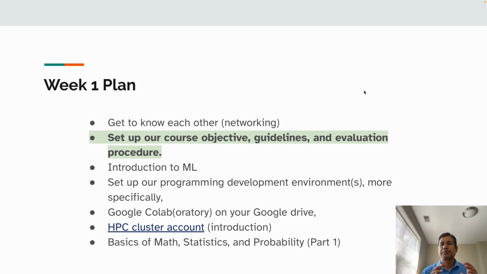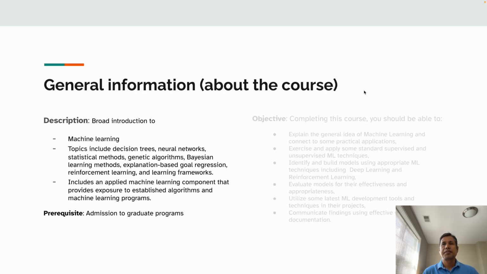So let's continue. In this part, we'll be discussing the course objectives, guidelines, and how we evaluate. This course introduces you to the general concept of machine learning, and we will cover topics such as decision trees, neural networks, statistical methods, genetic algorithms, and a few other topics that I'll be explaining a little later when I actually show you the plan of this course.